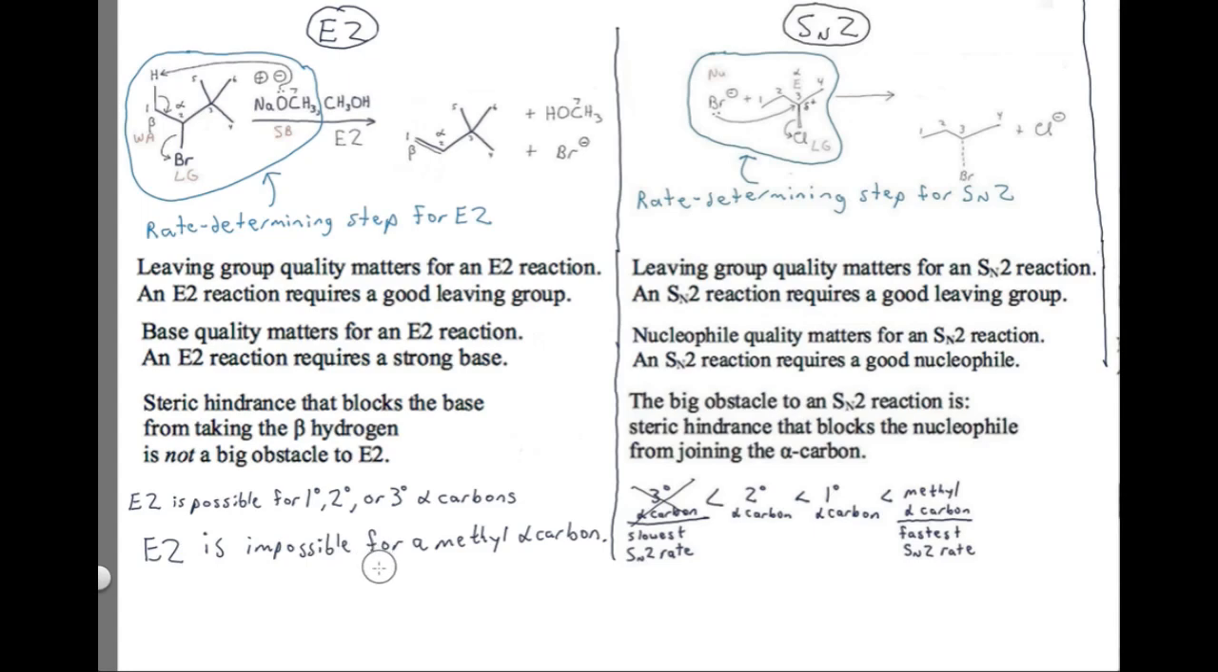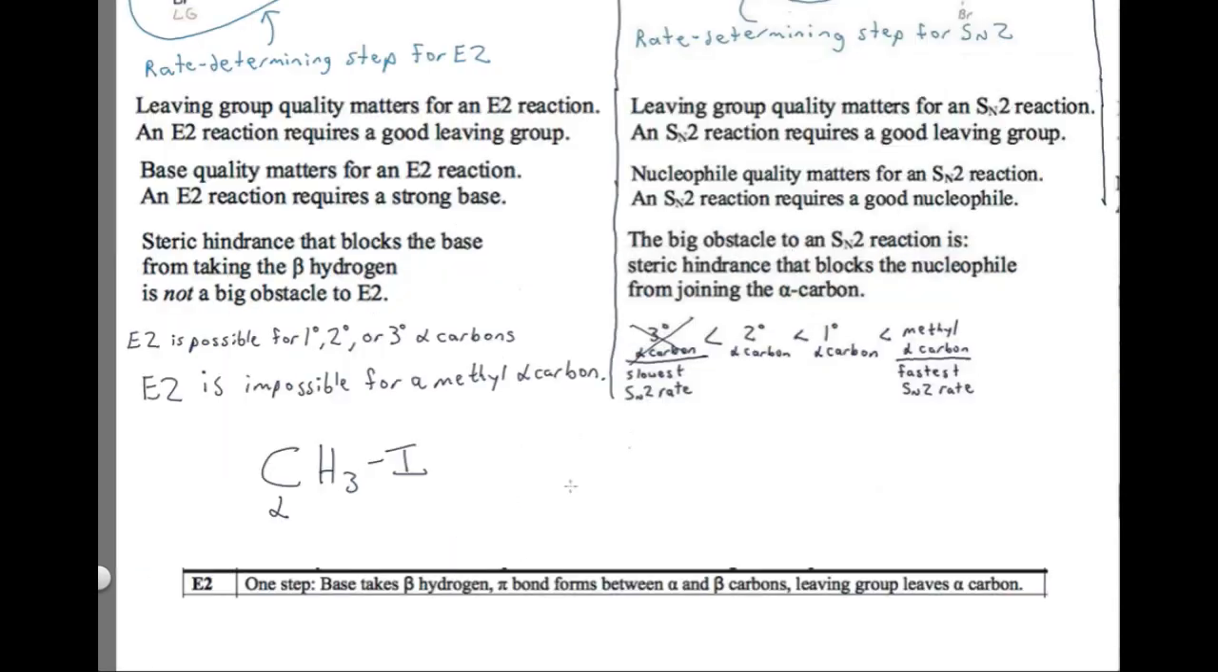E2 is impossible for a methyl alpha carbon. This is completely unrelated to steric hindrance. Pause the video and figure out why E2 is impossible for a methyl alpha carbon. Well, remember what happens in an E2 mechanism. In an E2 mechanism, the base takes the hydrogen from the beta carbon. But notice that when there's a methyl alpha carbon, there is no beta carbon.